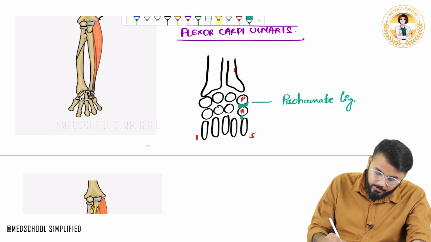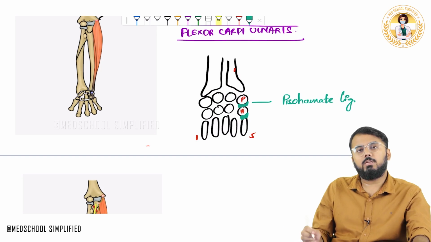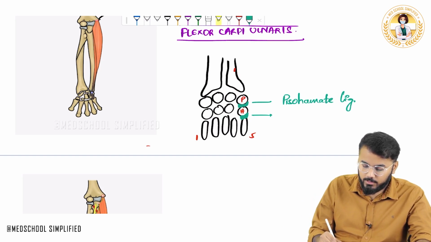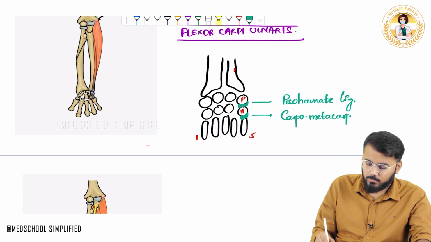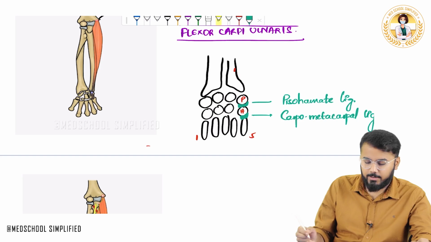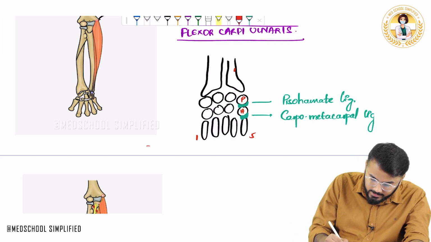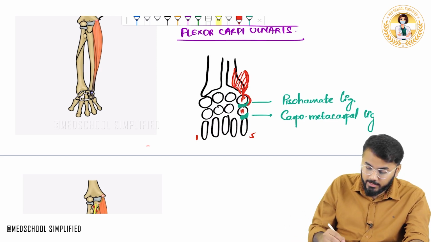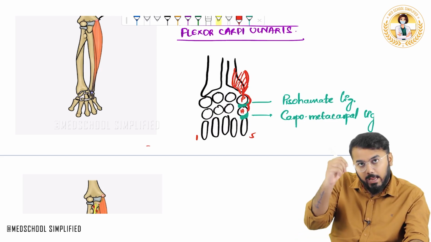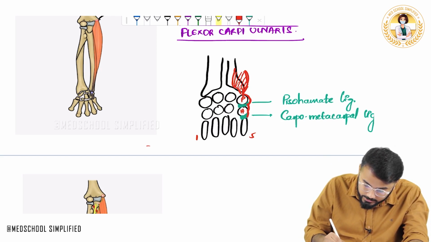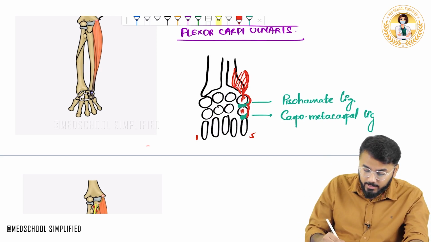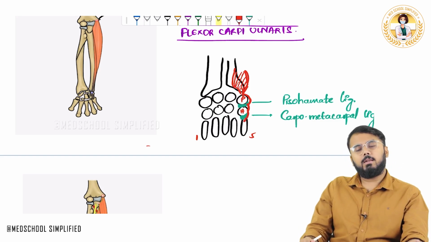You also have a ligament between the hamate bone and the fifth metacarpal. This is called the carpometacarpal ligament. Now this muscle comes all the way down, and it inserts onto your pisiform bone. It also inserts onto your pisohamate ligament and your hamate bone. The tendon goes down and also inserts onto your carpometacarpal ligament, and finally onto your fifth metacarpal.